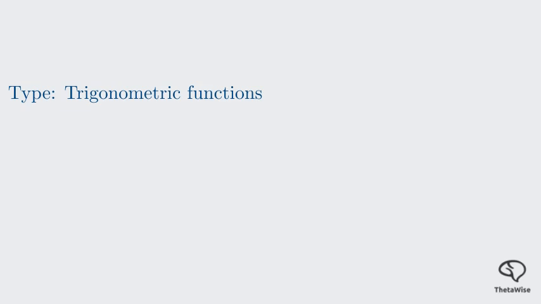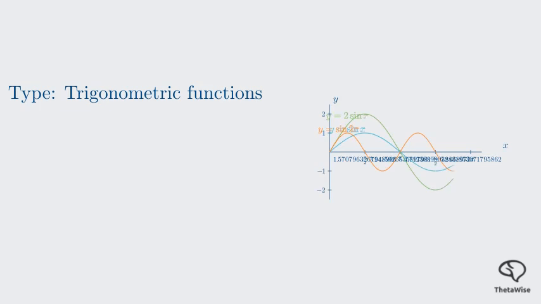Let's look at sine. Here we see 3 variations on the sine curve over the interval from 0 to 2 pi. We have y equals sine x, y equals 2 sine x, and y equals sine 2x. Notice the effect of the coefficients.